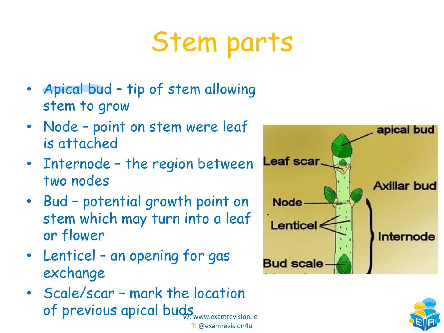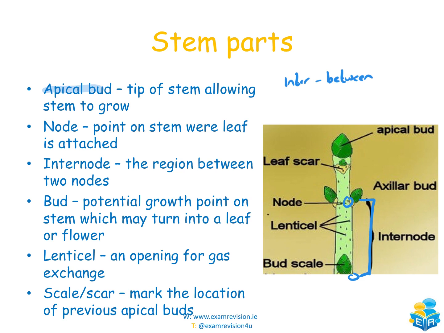We have internodes, so inter meaning between. So internodes is between nodes. That's just any region between two nodes. So we might have a node there, we might have a node down here. So this entire region here is known as the internode. The bud is a potential growth point on the stem, which may turn into a leaf or a flower. Okay, so we can see lots of buds over there on the right hand side.